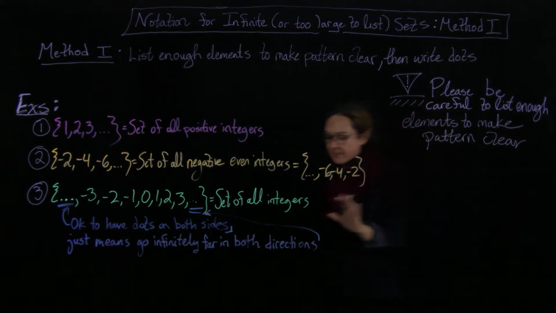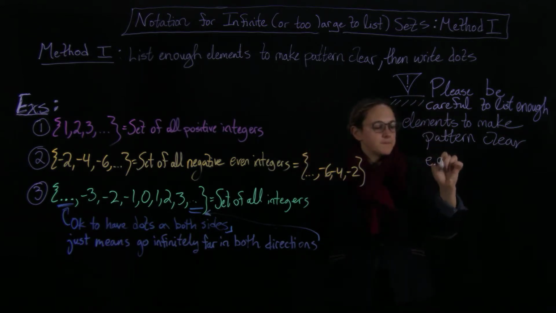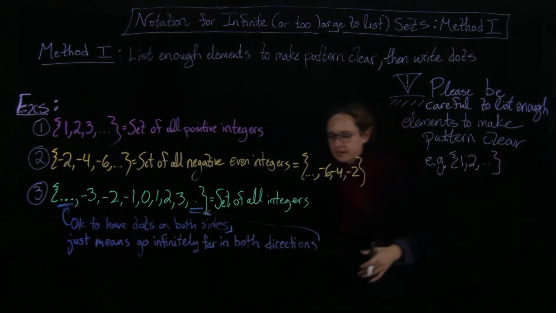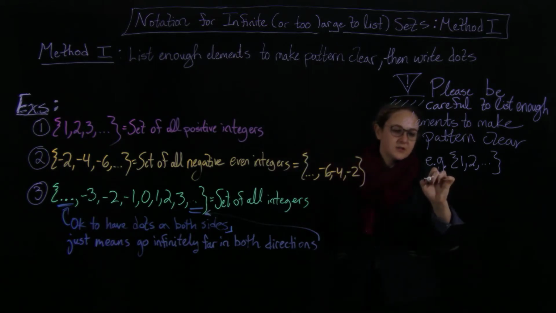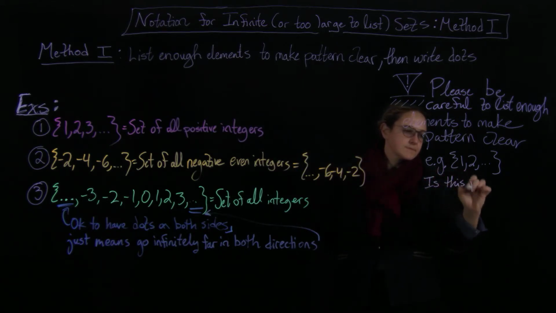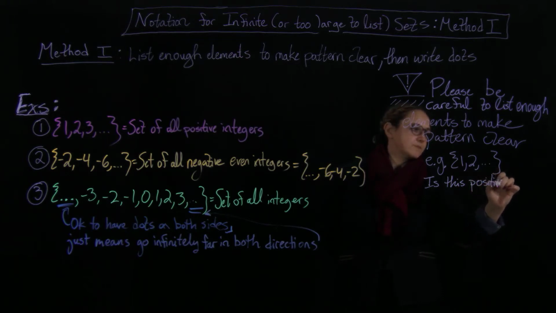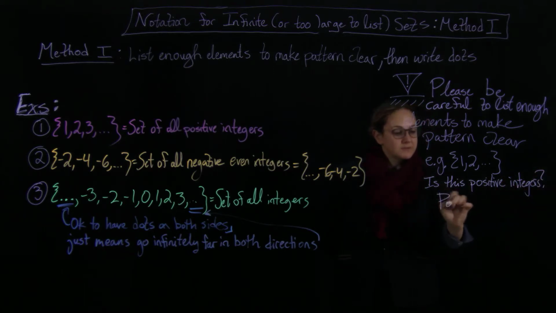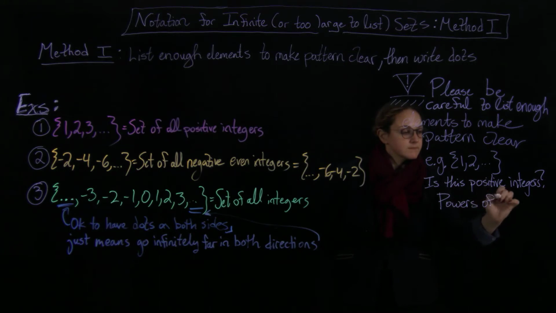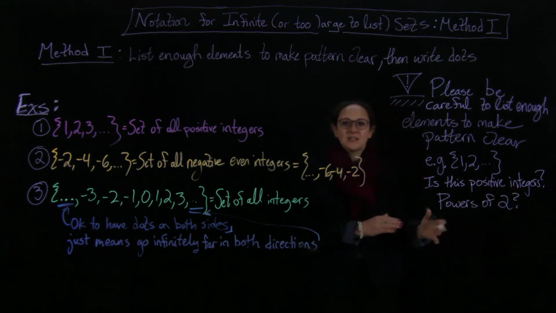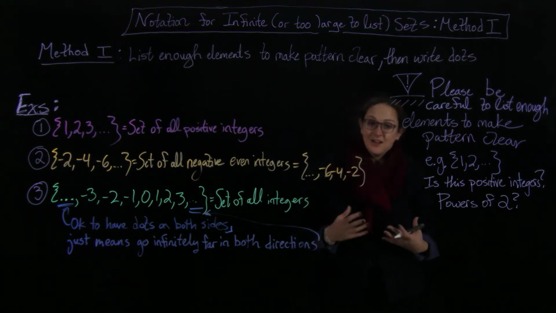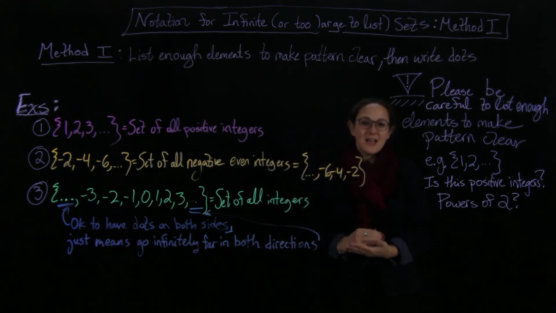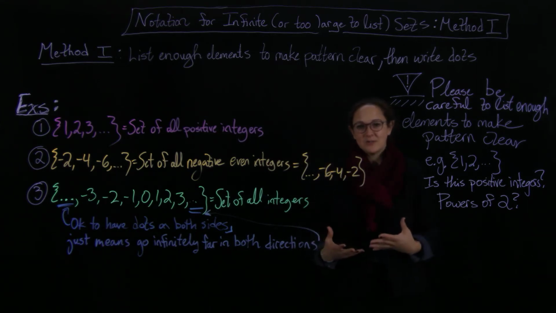Here would be an example: if I just wrote 1 and then 2 and I didn't continue on, I don't know, is this the positive integers? Powers of 2? You just don't know what it actually is. So make sure, and this is a cautionary tale in all of writing mathematics, that every statement that you write has precisely one interpretation. They can't be interpreted in multiple different ways.